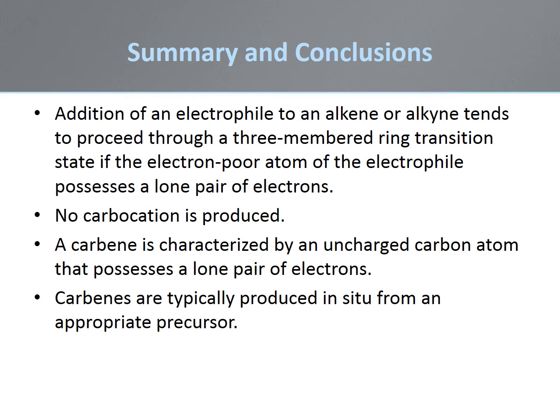In summary, the reactions in this chapter focused on the additions of non-proton electrophilic atoms to pi bonds. If the electrophilic atom possesses a lone pair of electrons, these additions typically proceed through a 3-membered cyclic transition state, avoiding the formation of relatively unstable carbocations. One example of this type of addition is the addition of carbenes to alkenes to produce cyclopropyl rings. Carbenes are highly reactive species, and typically must be generated in situ from precursor compounds.